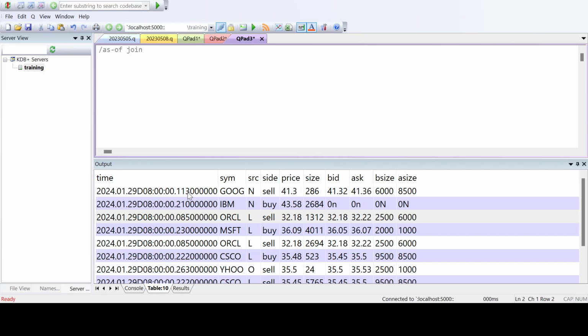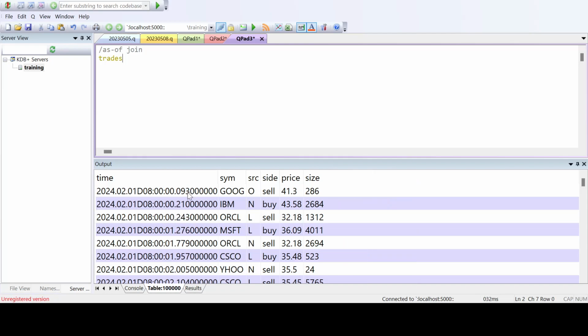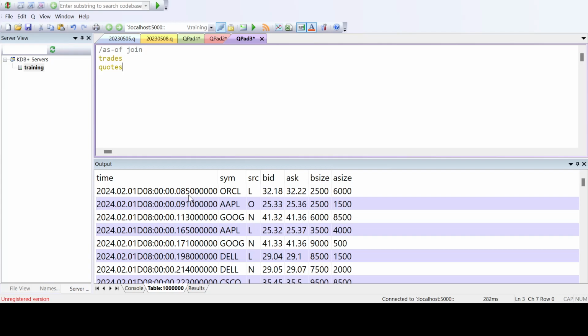So what is asof join? Let's see the trades table. The trades table has these columns: time, sim, src, side, price, and size. Whereas quotes has time, sim, src, and bid, ask, bid size, and ask size.